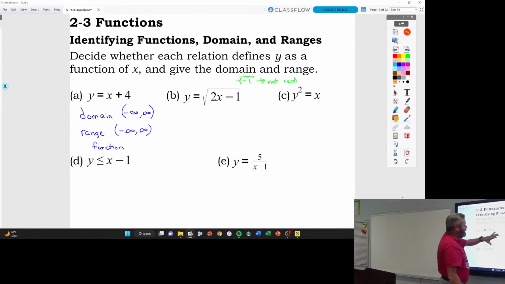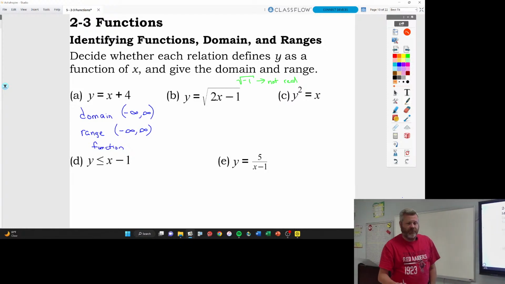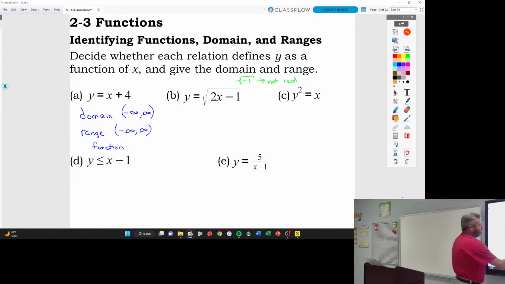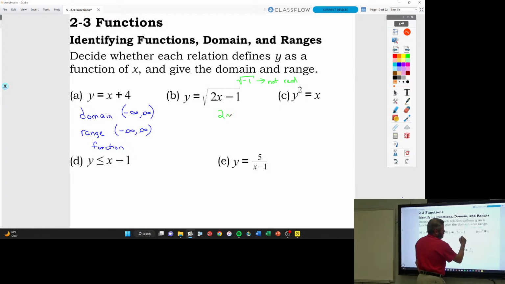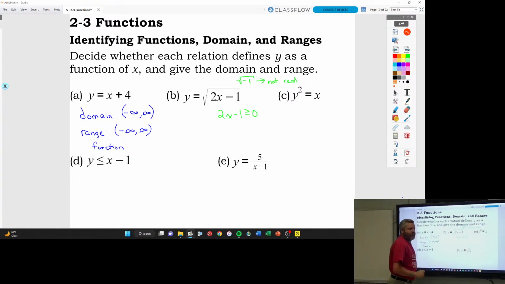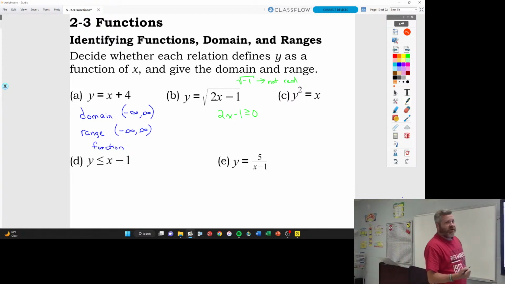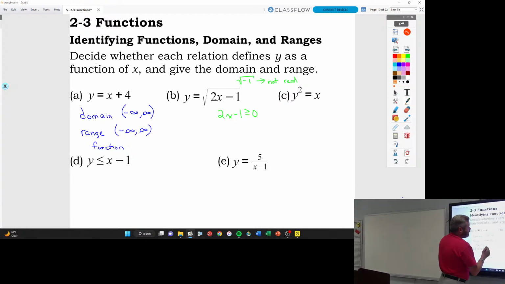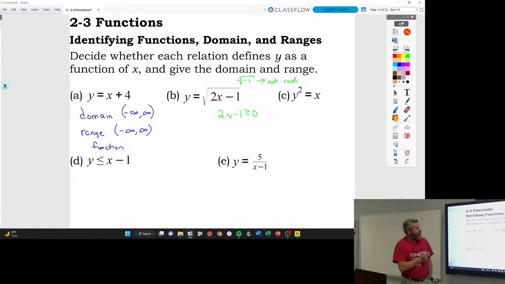And so this is going to be the case anytime you see a square root. So if I'm taking the square root of something, we'll talk about that later on. I know that whatever I'm taking the square root of, in this case 2x minus 1, 2x minus 1 has to be greater than or equal to 0. Because if 2x minus 1 was negative, that means I need to take the square root of a negative number. And we can't do that. And so setting 2x minus 1 to be greater than or equal to 0 is going to help me determine what my domain is.